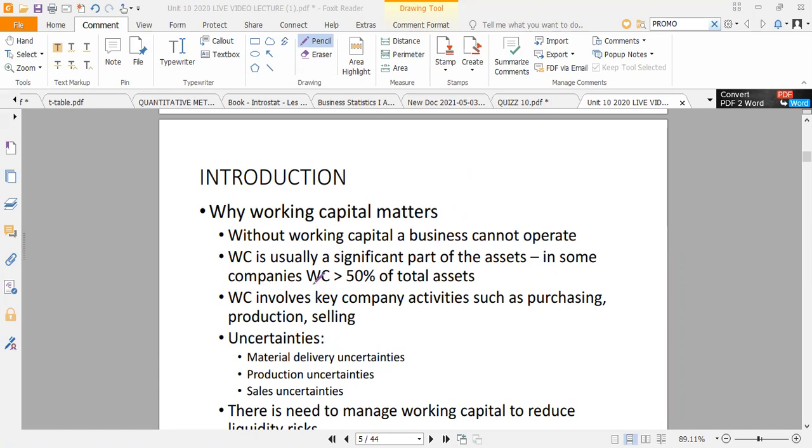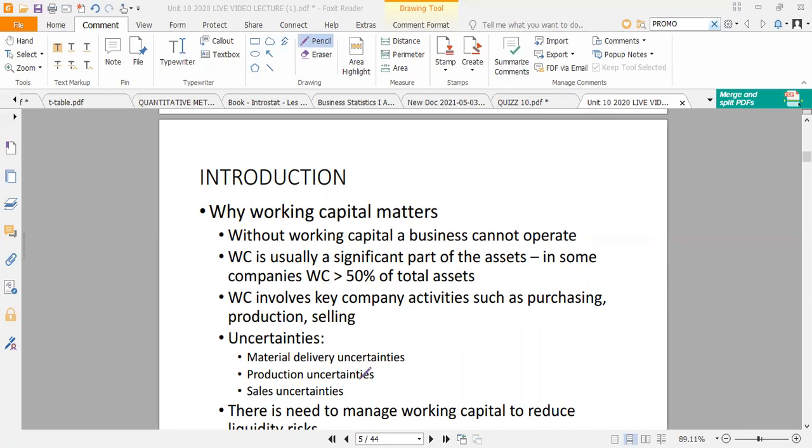So usually, working capital is a significant part of the assets. In some cases, most of the companies are required to have at least 50% of their total assets composed of working capital. So the working capital must be at least more than 50%. And those of you who would be endeavoring to do research, there's a research you can do: the impact of working capital on SMEs. Working capital also involves key company activities such as purchasing, production, and selling.